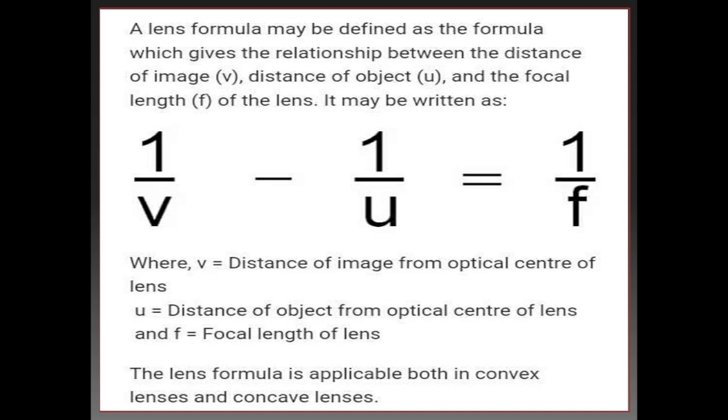1 by v minus 1 by u equal to 1 by f, where v is the distance of the image from the optical center of the lens, u is the distance of the object from the optical center of the lens, and f is the focal length. This lens formula is applicable to both concave and convex lenses. Write it down: 1 by v minus 1 by u equal to 1 by f.